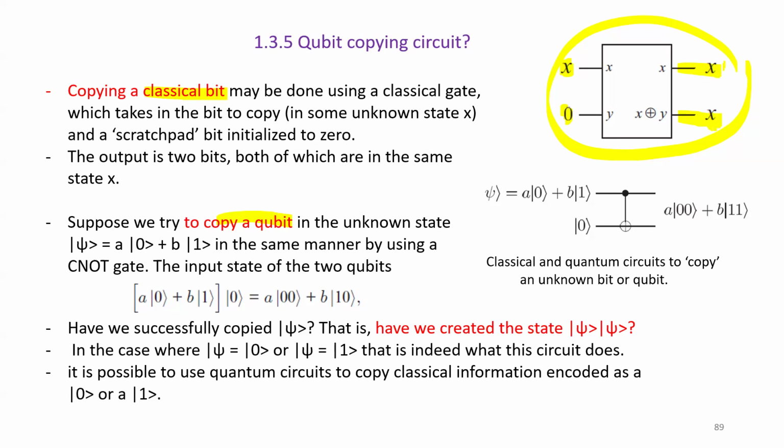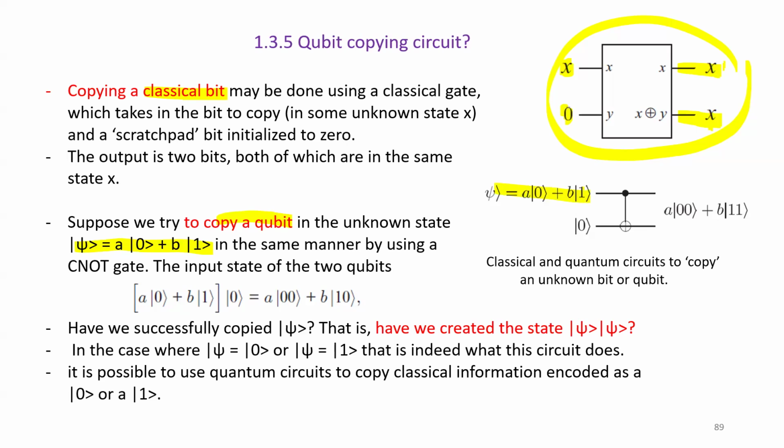Can we do that in the quantum case? Can we copy a qubit? So if you start with a qubit, for instance, in the 0 and 1 with a combination A and B, I don't know what is the A and B because it's like an unknown state. So I'm feeding my circuit with an unknown state. It's a combination of 0 and 1.